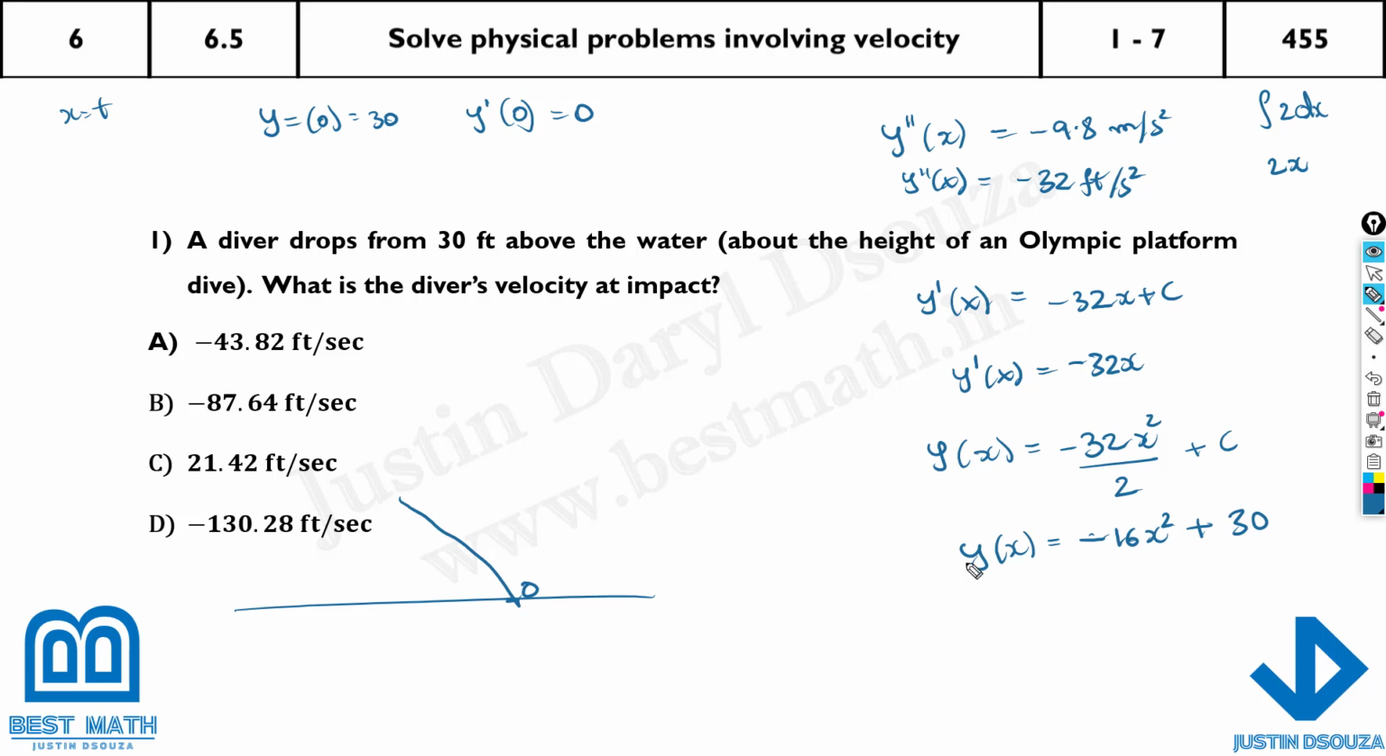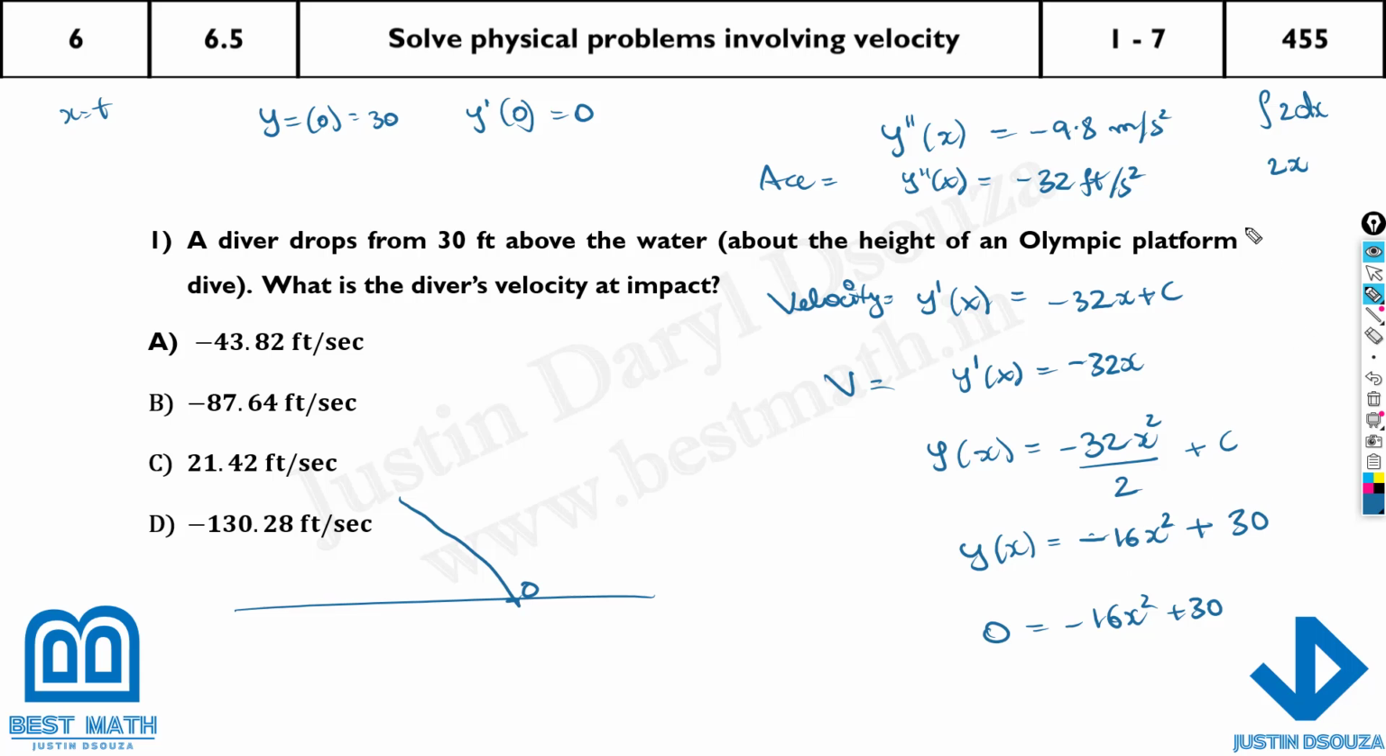So what we do is, whatever is this y of x, we make it 0, equal to minus 16x squared plus 30. Now we can solve this and find the times when there is impact. Impact means the diver will touch the water, the height is 0 at that time, and then we can find the velocity. If you know the time, we know the velocity function here, right? So this was velocity. From acceleration, we got velocity by integrating it. Only the time of impact, x, is unknown.